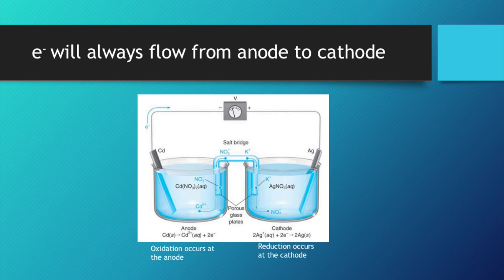Electrons will then flow up through the circuit onto the right-hand side, which is the cathode, and that's where reduction occurs. And electrons will always flow from the anode to the cathode no matter what you do. You can't go from the cathode to the anode, it's just not possible.